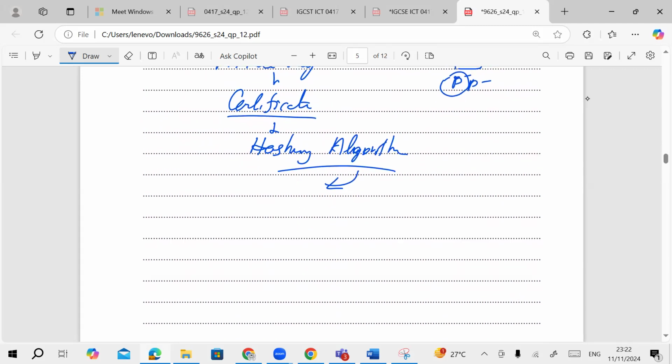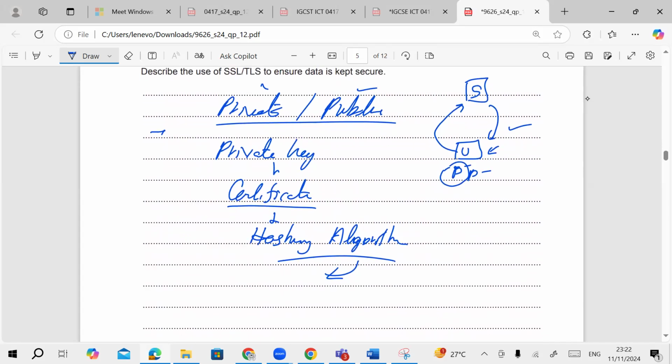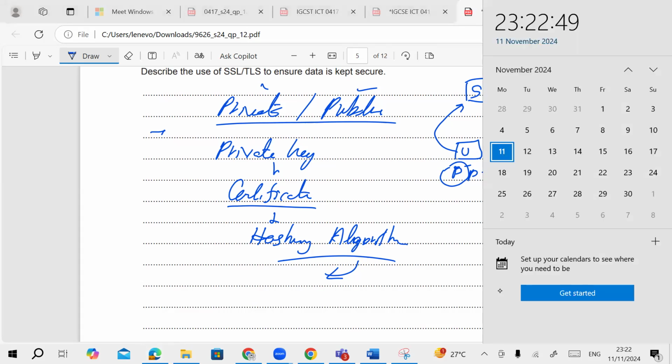So you have to explain the entire process for him, how the web server will identify itself. Certificate authorities will make a digital certificate, and that will be given to the server. All this has to be elaborated. Only this way.